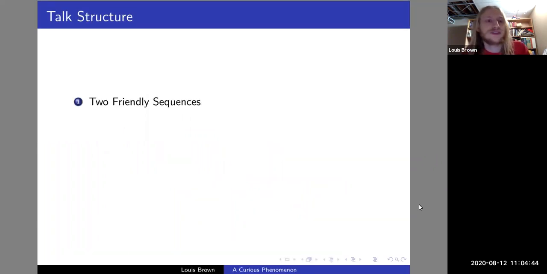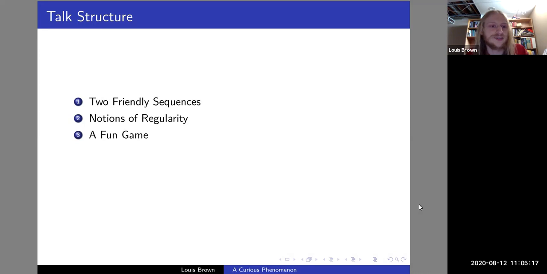So before I go any further, I want to rewind a little bit and just give an overview of the talk structure so you know what's coming. So I'm going to start out by introducing two friendly sequences, which we can use as references to compare the sequences we're looking at against. Then I'm going to introduce various notions of regularity, so we know what it actually means for a sequence to be regular and how we can quantify that and think about it.